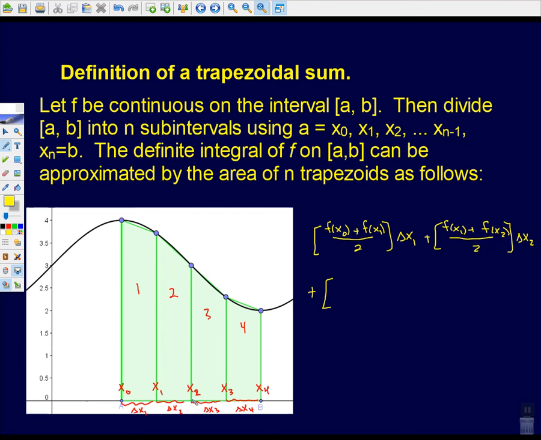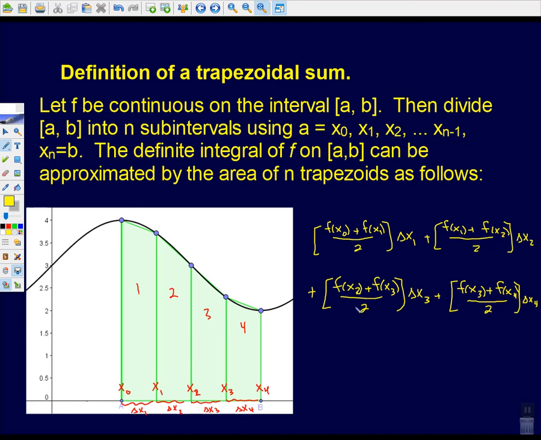The third trapezoid, the heights are measured at x2 and x3. So we're going to average those, times the width of the third trapezoid. And then we will take the fourth trapezoid, which is measured height at f of x3 and f of x4. So average those, and then we're going to multiply by the width of that trapezoid, delta x4.